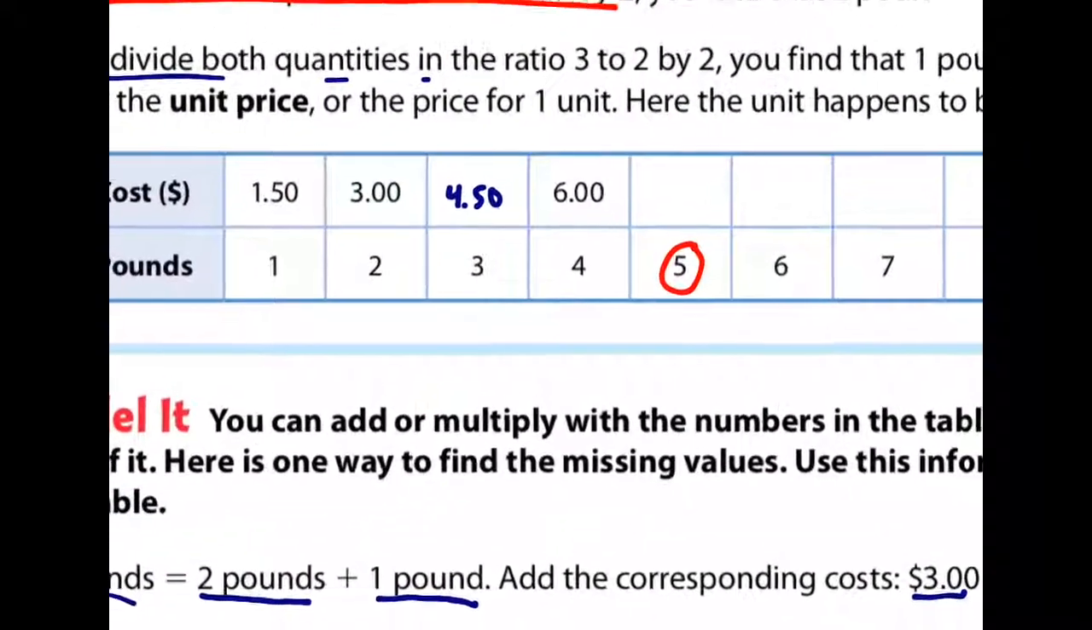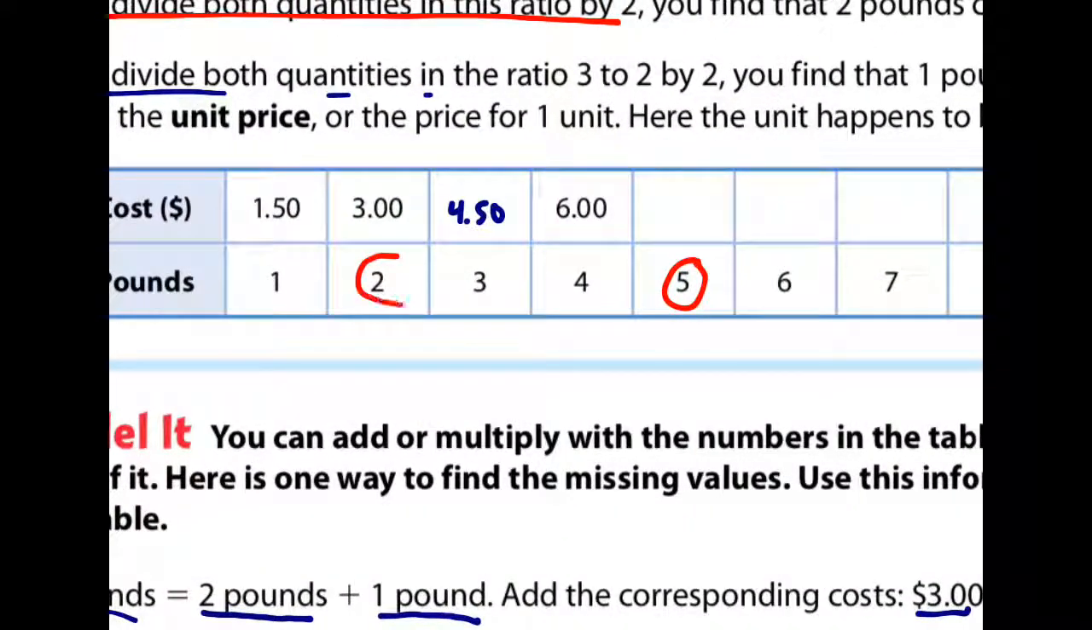So watch this. If I add 2 plus 3, I get 5, right? So if I add 3 plus 450, I'll get 750, which is how much 5 pounds cost. Pretty darn cool, I think.